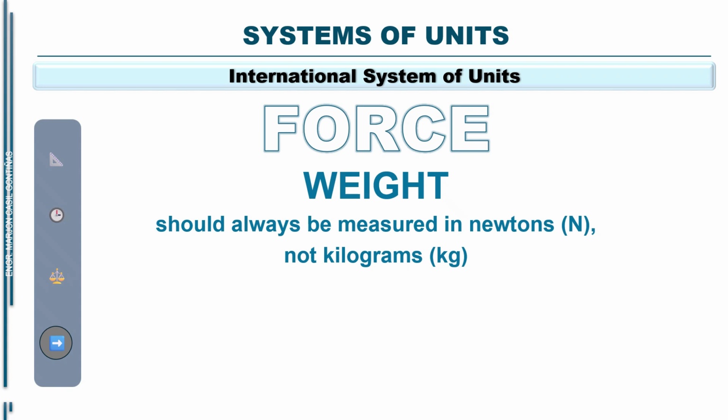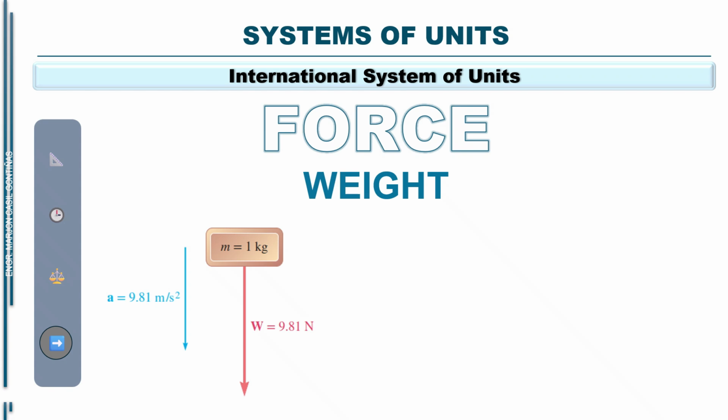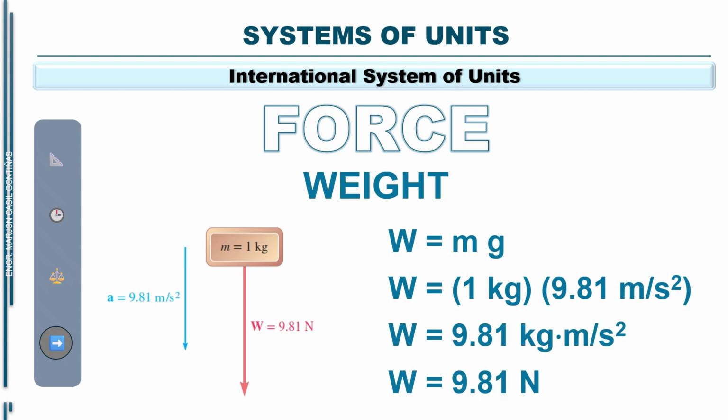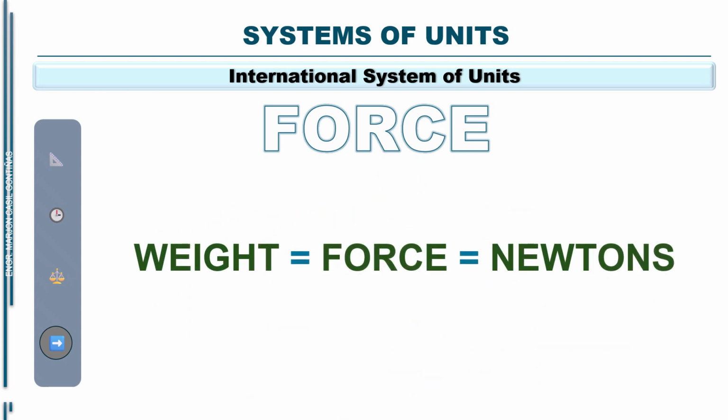Let's see how that works with a simple example. If you have a mass of 1 kilogram, how much does it weigh on Earth? From the formula, weight is equal to mass times acceleration due to gravity. So that's weight equals 1 kilogram times 9.81 meters per second squared. Then simplify, we get weight equals 9.81 newtons. So remember, mass tells you how much stuff an object has. But weight tells you how hard gravity is pulling on it. And in physics, weight equals force equals newtons.